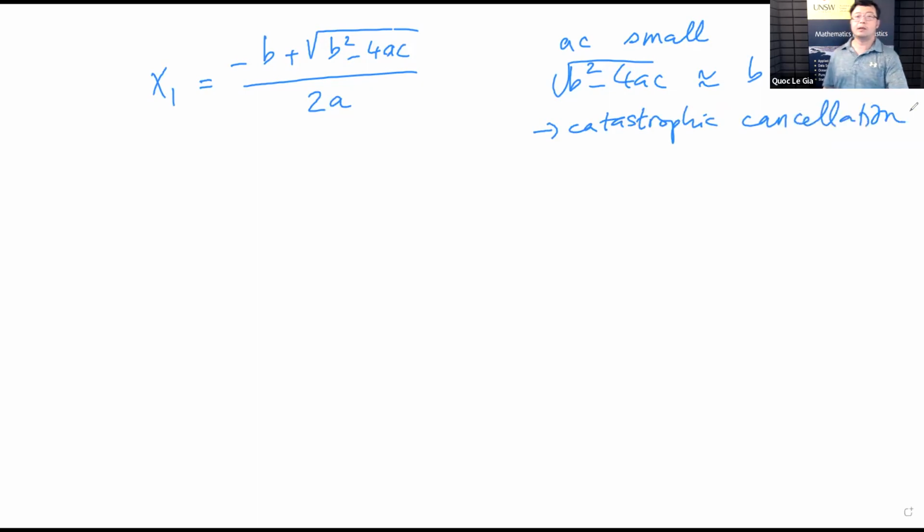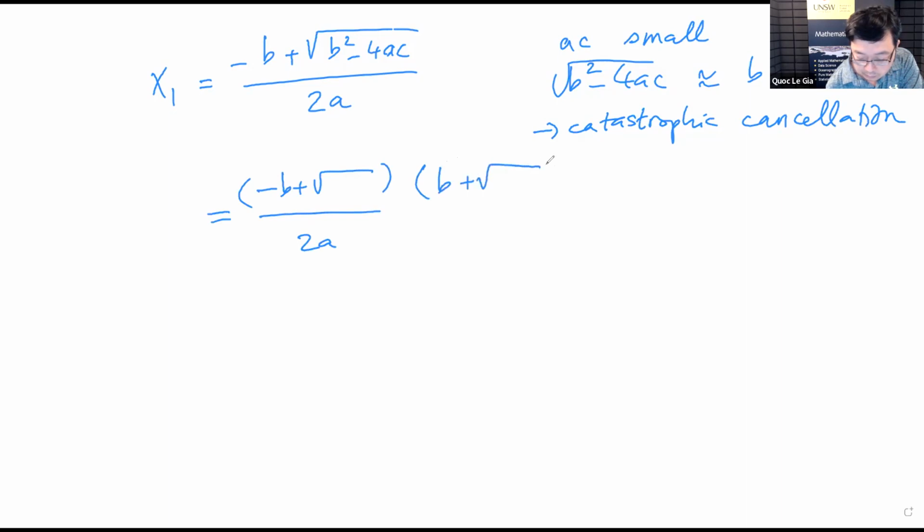So how do we fix this problem? Rewrite the formula. So now, if you rewrite the formula, you multiply and divide it by the same thing, b plus the square root.